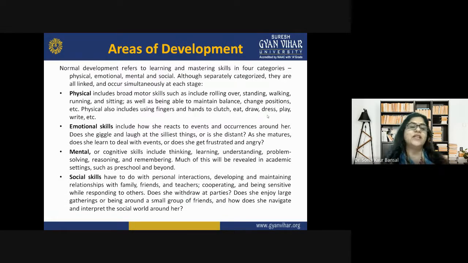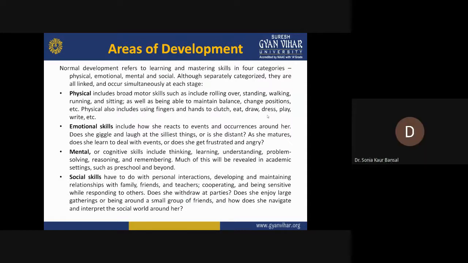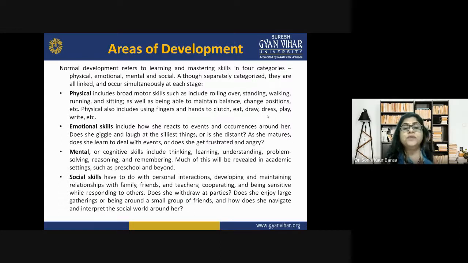Yes, it is mental development, and all of you must have studied Bloom's taxonomy, students. So in Bloom's taxonomy, the first part, cognitive, is related to mental. Affective was related to emotional skills, and psychomotor was related to physical. So now the mental part, that is the cognitive, includes thinking, learning, understanding, problem solving, reasoning, and remembering. Much of this will be revealed in academic settings such as preschool or beyond.